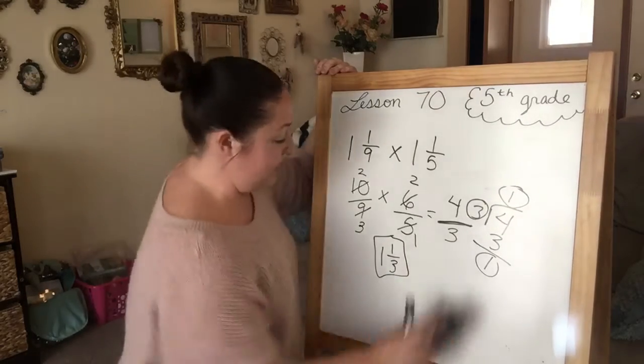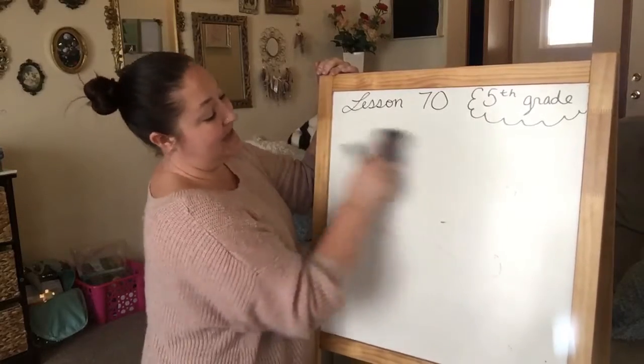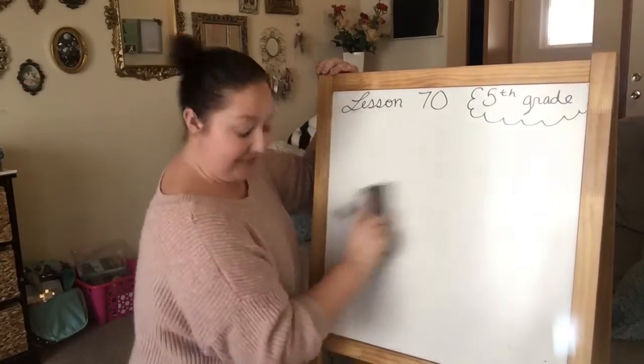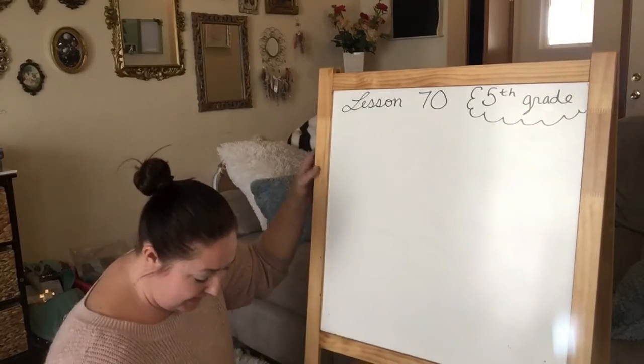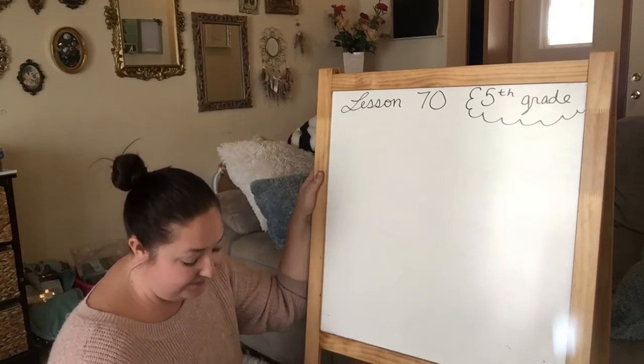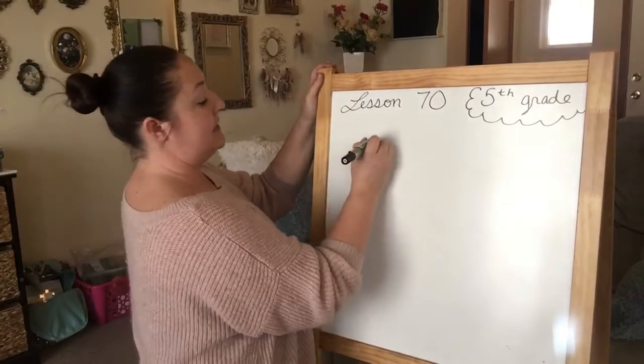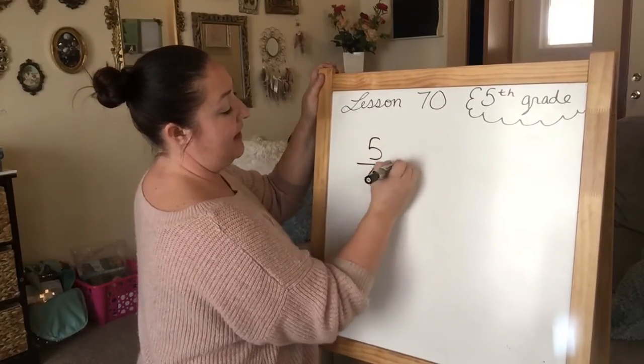Get it? I think we have another one to practice. I love these. I love canceling out. It's like a little puzzle. What's that for us next? Give us a hard one. It says simplify 5/6 divided by 5/2.